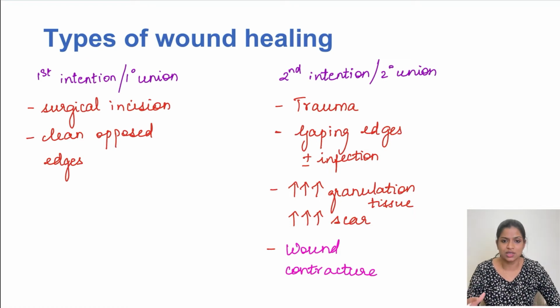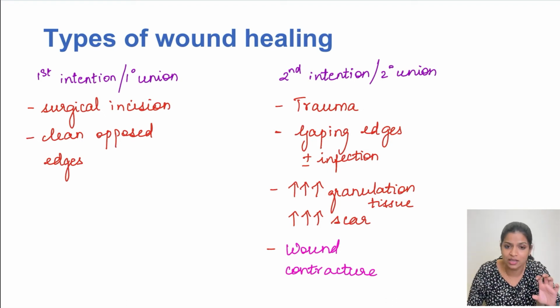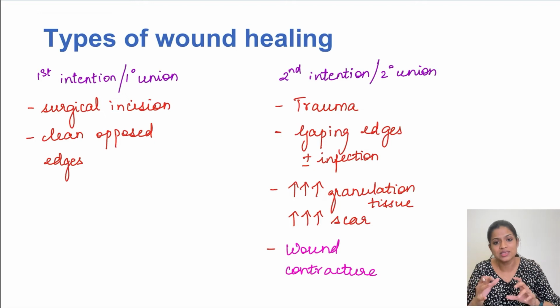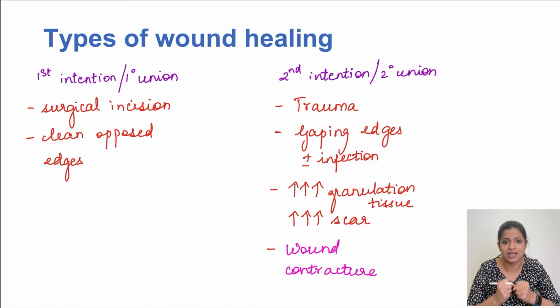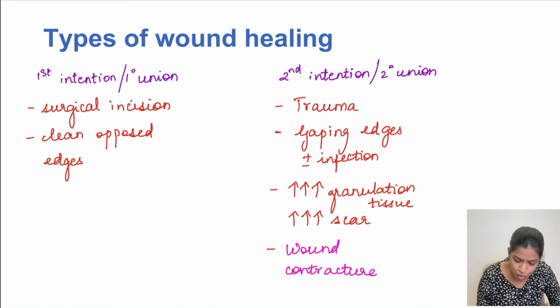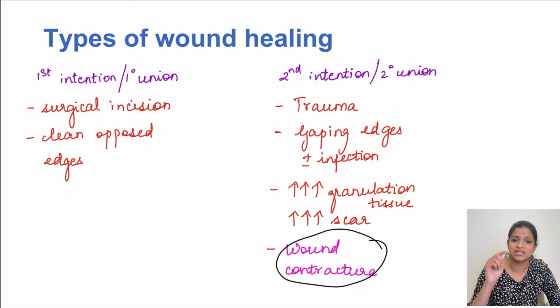Coming to second intention, this is example of a traumatic injury wherein you have gaped kind of edges. The opposed edges are not there, it is going to be gaped, and we also might have infection. So in this kind of a traumatic injury, you will have the same steps of wound healing only, but there will be large amounts of granulation tissue formation, large amounts of scar tissue formation to bridge the gaped wound, okay. So when this happens, there should be wound contracture as well, so that the scar tissue is reduced in size. So wound contracture is a very important feature of secondary union.